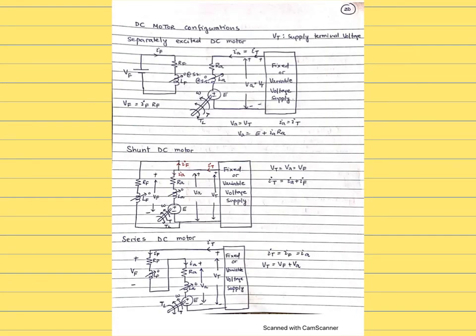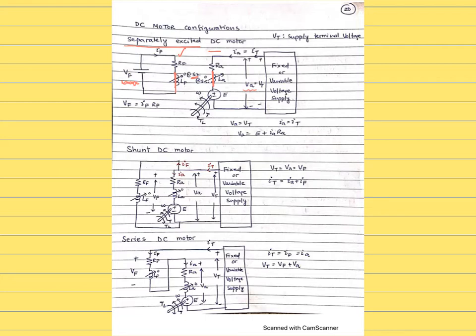Okay, so there are 3 different configurations for the DC motor. One is called separately excited. In case of a separately excited motor, you have a field winding fed from a different source than the armature winding. So the armature winding is fed from one supply, and the field winding is fed from a different supply. Under steady state conditions, this is a short, or you can say that the inductor has a 0 value, or the voltage drop across the inductor has a 0 value.